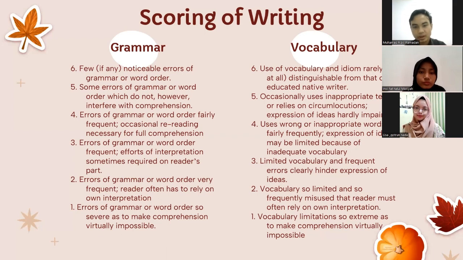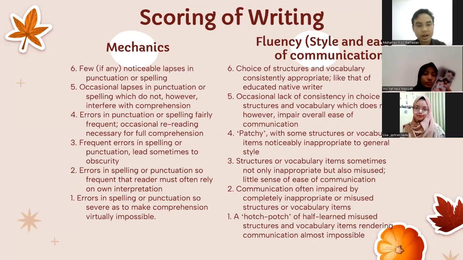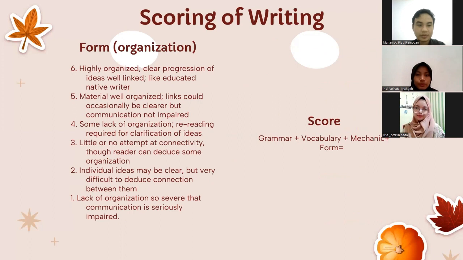There are also rubrics for vocabulary, then for mechanics, which is how the text is written or the structure of the text, then fluency or style, the ease of communication, and then the form or organization of the text. To get the score of writing skills, we add the scores of grammar, vocabulary, mechanics, and form.